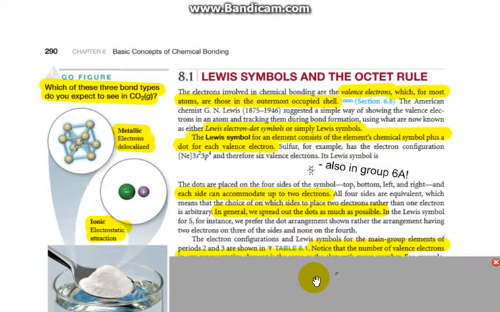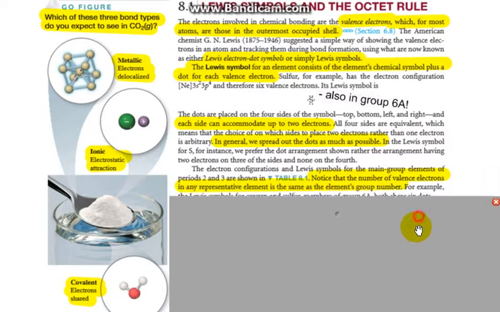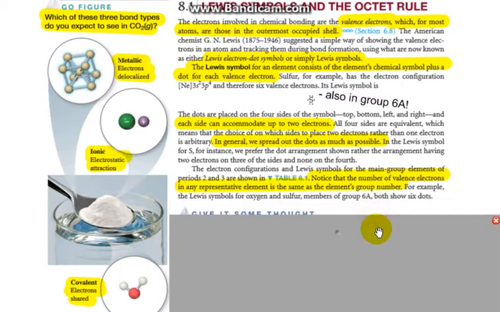The electron configurations and Lewis symbols for the main group elements of periods 2 and 3 are shown in the table below. Notice the number of valence electrons in any representative element. So those are the group A's, groups 1, groups 2, and then groups 3 through 8 is the same as the element group number. For example, as I mentioned earlier, sulfur is in the group 6A, so it has 6 dots.